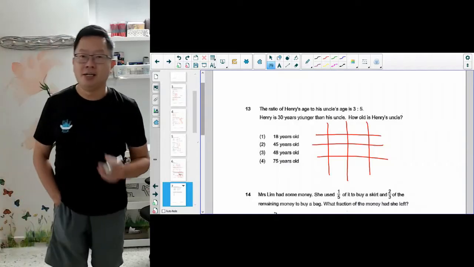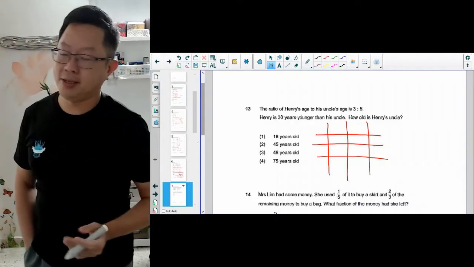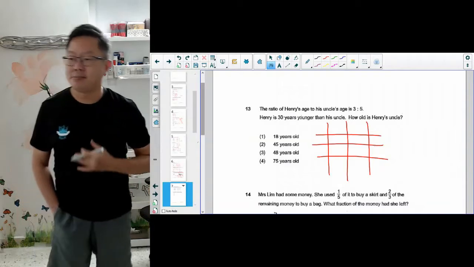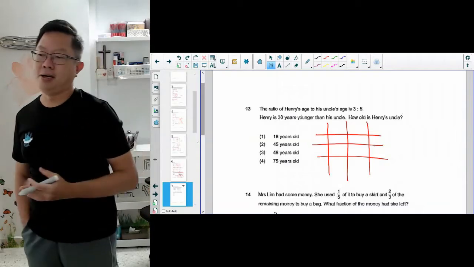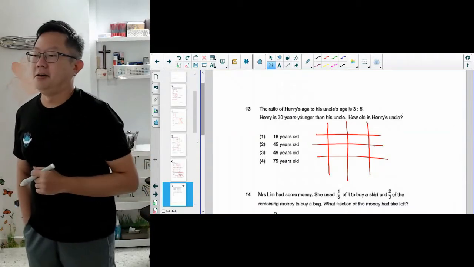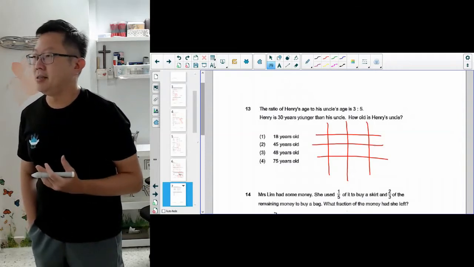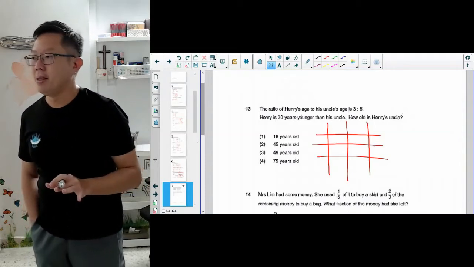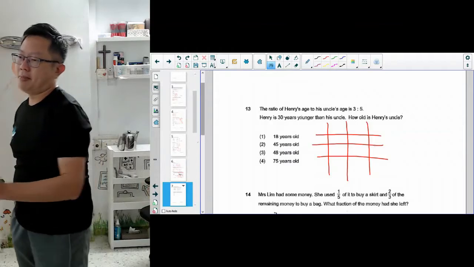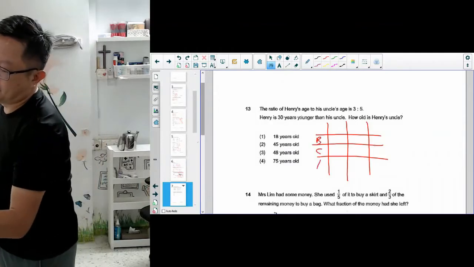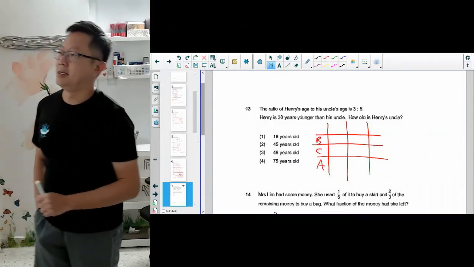I don't teach this nowadays because some schools don't recognize it. And because they don't recognize it, they may penalize the students. So I don't usually show this. But it's actually very good. It's a good method that replaces model drawing. So if there's a before and after problem, then this method, I call it the table method. And it's quite easy to use.